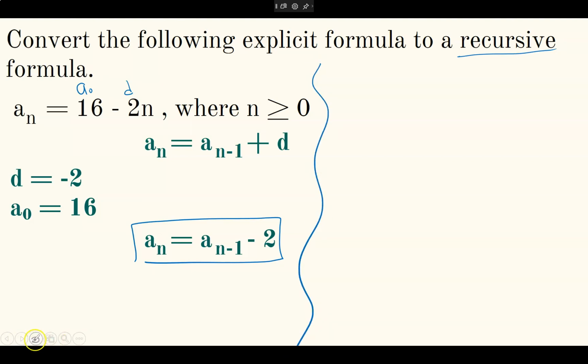All right, you have another one on your paper that's not up here for some reason. A sub n equals 5n minus 25. All right. There you go. Change this explicit formula to a recursive formula. Table people, go.